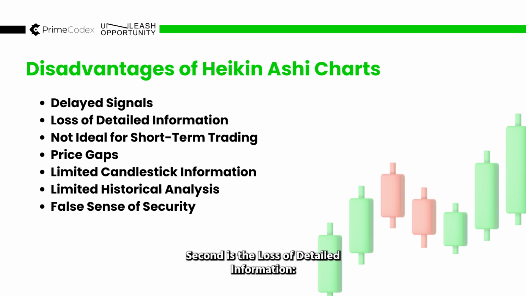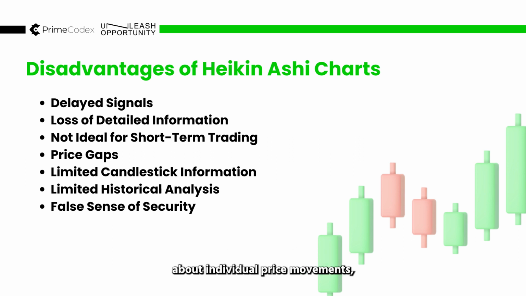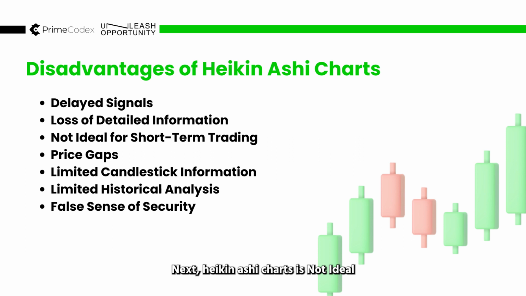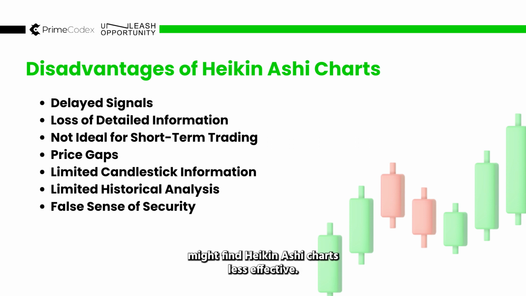Second is loss of detailed information. The smoothing process can lead to a loss of detailed information about individual price movements, which might be important for certain trading strategies. Next, the Heikin Ashi chart is not ideal for short-term trading. Heikin Ashi charts are better suited for identifying and trading medium to long-term trends. Short-term traders who rely on rapid price movements might find Heikin Ashi charts less effective.